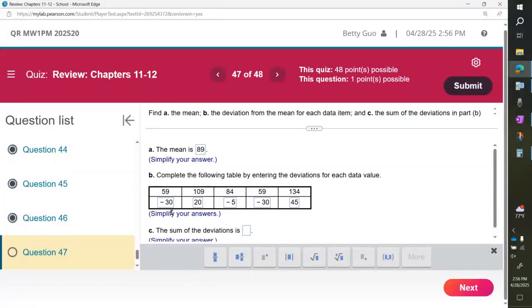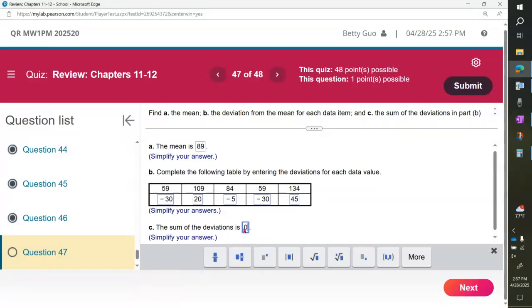And what's the sum of those deviations? Let's see. Negative 30 plus 20, negative 10. Negative 10 minus 5, negative 15. Negative 15 plus negative 30, negative 45. Negative 45 plus a positive 45 is 0.